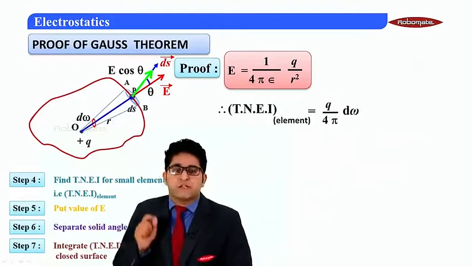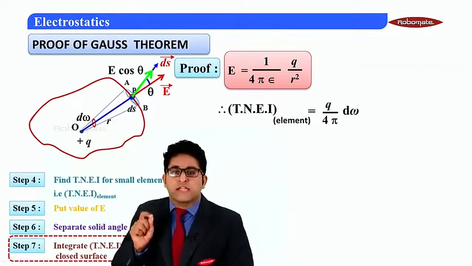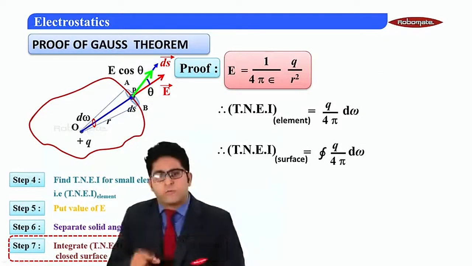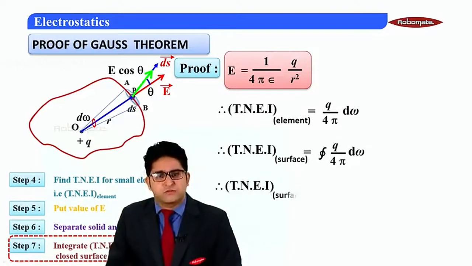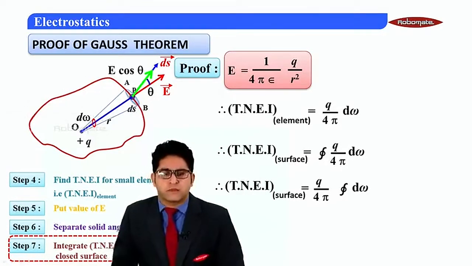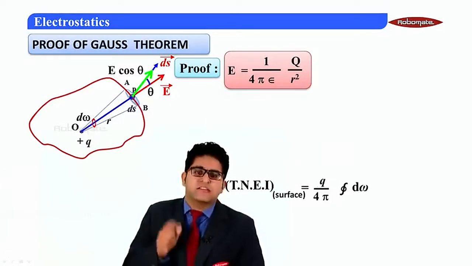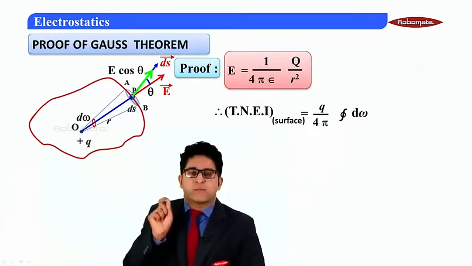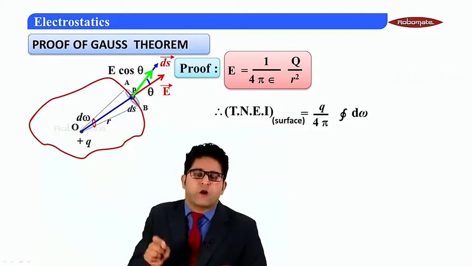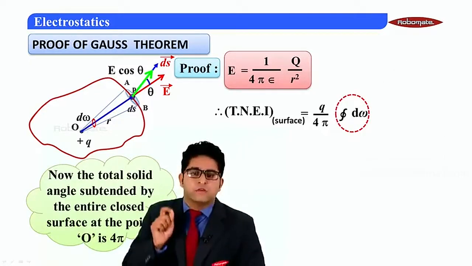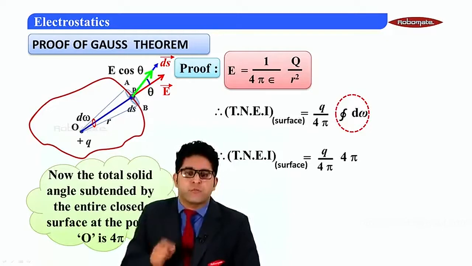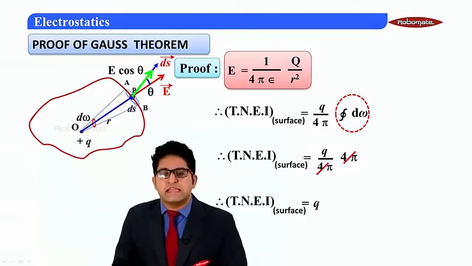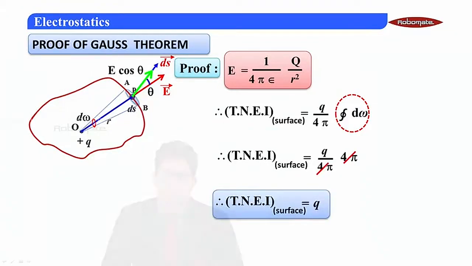Now last step, we need to integrate this TNEI of element to get TNEI of the closed surface. So let's integrate. Right now students, q upon 4 pi is constant. We'll take it out of the integration sign, so we'll get q upon 4 pi integration of d omega, and this integration of d omega is nothing but the total solid angle which is getting formed at a point, and the maximum value of solid angle which is getting formed at a point is 4 pi, right? So if I put 4 pi, what will I get? I'll get q upon 4 pi multiplied by 4 pi. I can cancel out 4 pi. So what will I get? I'll get TNEI over a closed surface is equal to q.